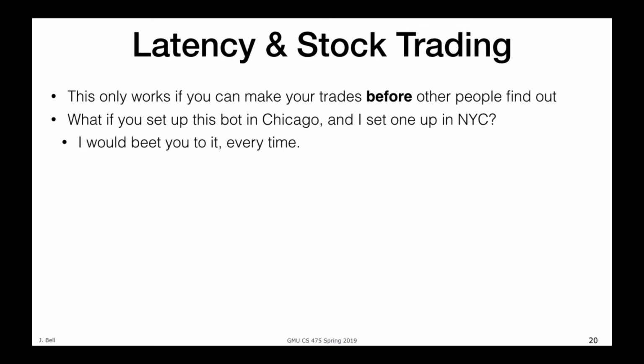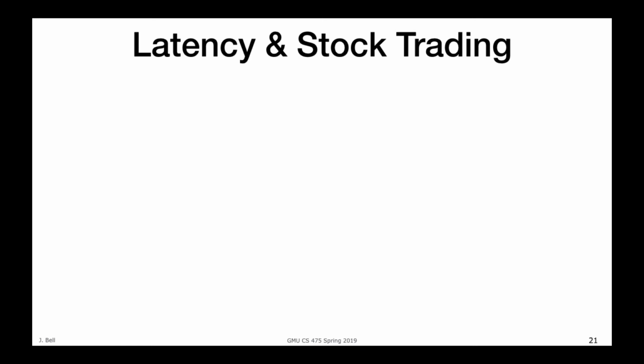So this whole high frequency trading, algorithmic trading thing only works if you can make your trades before other people find out. So for instance, what if you were to set this bot up in Chicago and I set one up in New York City? The result is that I would beat you to it every time. And the reason for that is because of latency and how stocks are traded. So it turns out that most of these stocks are traded in New York. So if I'm in New York, I am closer to where the stocks are being traded, and there will simply be less latency between when I say sell this stock or buy this stock and when it actually happens.